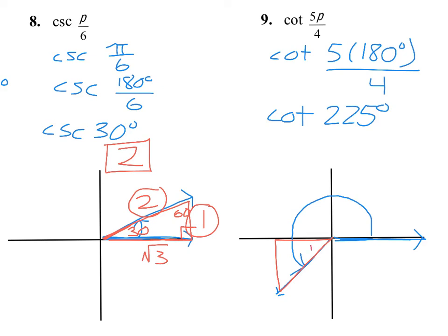All right, so this angle was 45. That's what we added to 180. This is 45 as well. There's our right angle. So we're not going to use 1, rad 3, 2, because that's for 30, 60, 90 triangles. We're going to use 1, 1, and then the hypotenuse is rad 2.